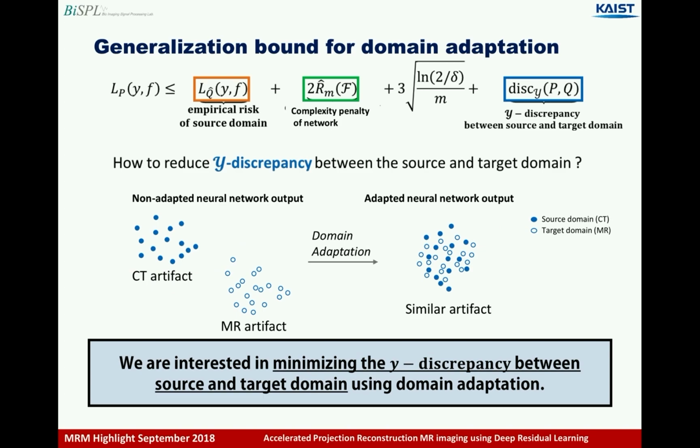Here, I also explain how to reduce the discrepancy between the source and target domain. The CT and MR artifacts of a non-adaptive neural network output are different. So the goal of domain adaptation is to adapt the neural network to output similar artifacts.